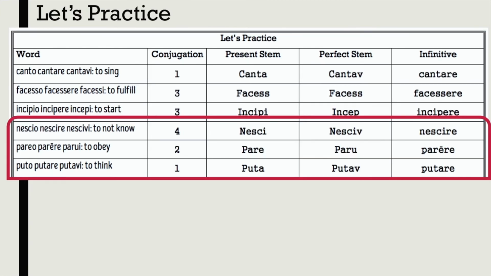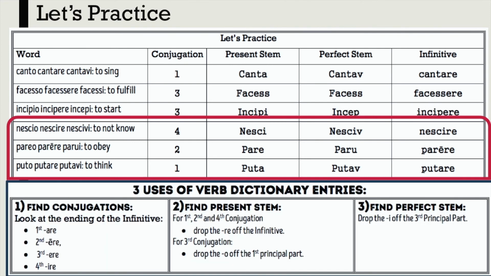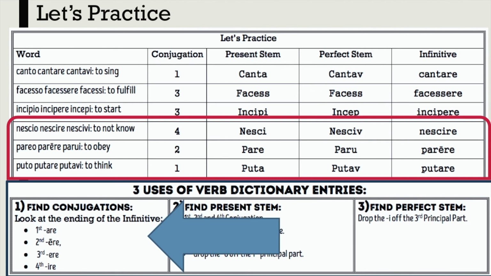Okay, so here are the answers. Go ahead and check your answers. Again, we just copy down the word letter for letter into the infinitive box, because the second principal part is the infinitive. Then to find the conjugation, we looked at that second principal part. The first one ends in an IRE, so it's fourth. The second one ends in a long ERE, or an E with a mark over it, so it's second. And the last one ends with an ARE, so it's first.